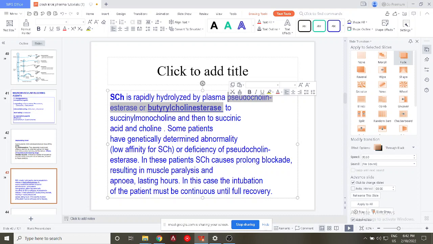But in some patients, there is a genetic deficiency of pseudocholine esterase or butyrylcholine esterase. So the body is unable to break down succinylcholine. So the patient is going to have a state of paralysis for longer than the expected amount of time. So take note, this is a very important question. So when the patient has a deficiency of pseudocholine esterase or butyrylcholine esterase, there's going to be prolonged paralysis lasting hours after the initial paralysis.